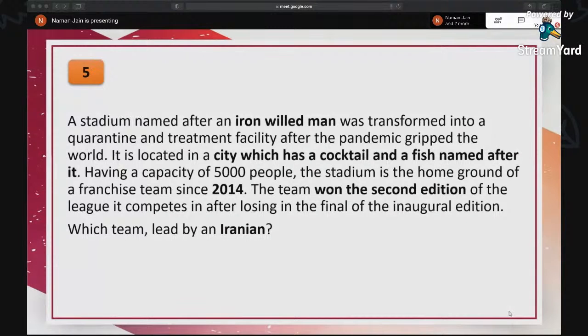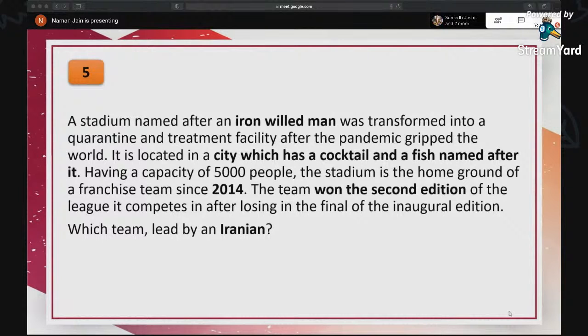Brownie points for naming the stadium. It is also the home stadium for another franchisee of another sport. We won't go there. So need the name of a team. Iranian, second edition in 2014, an Indian franchise team.